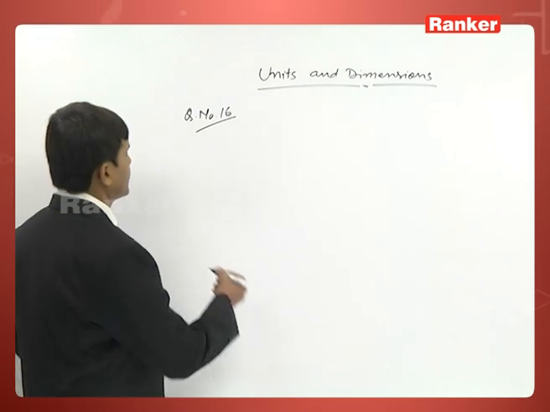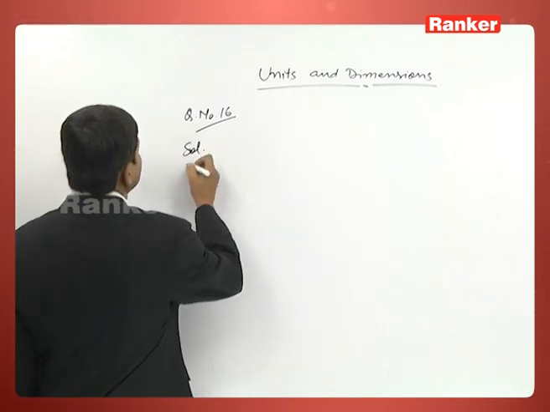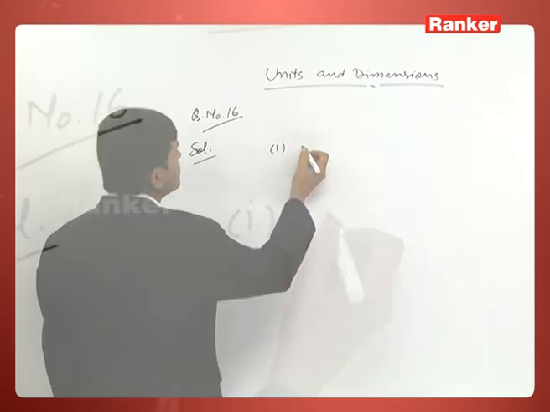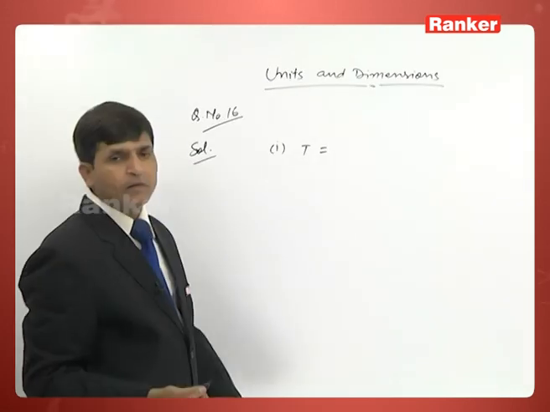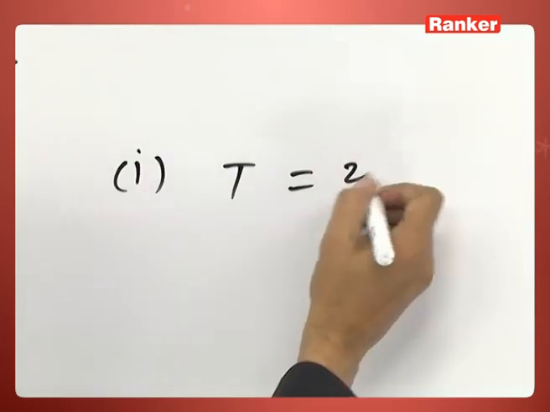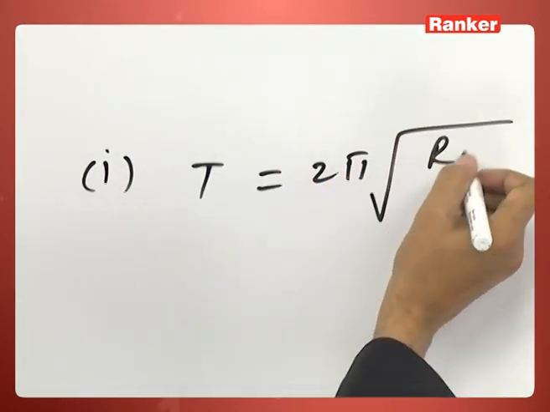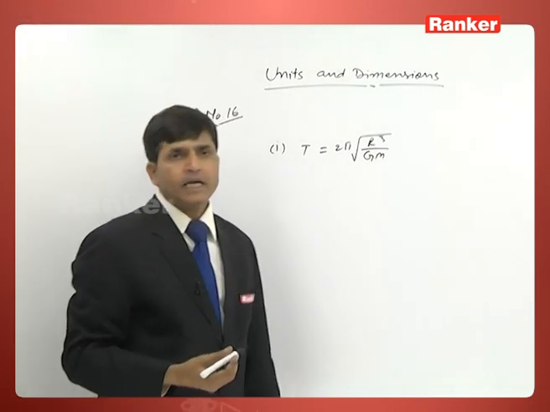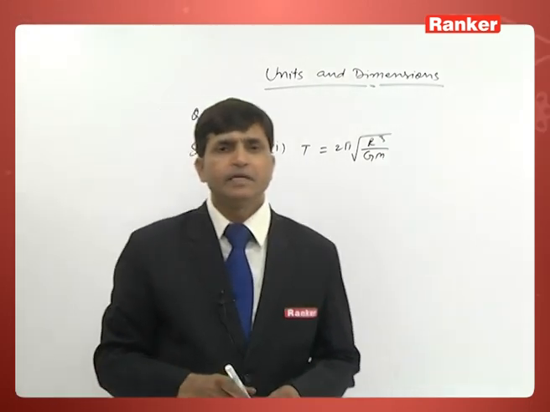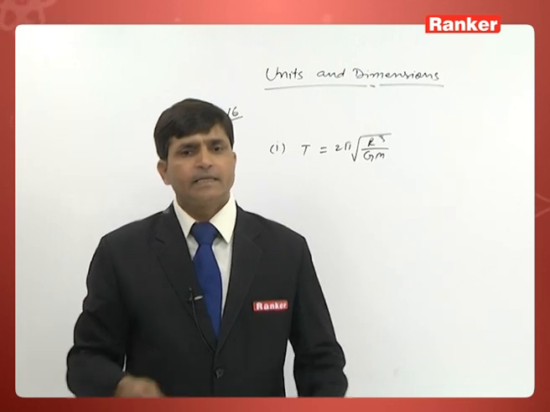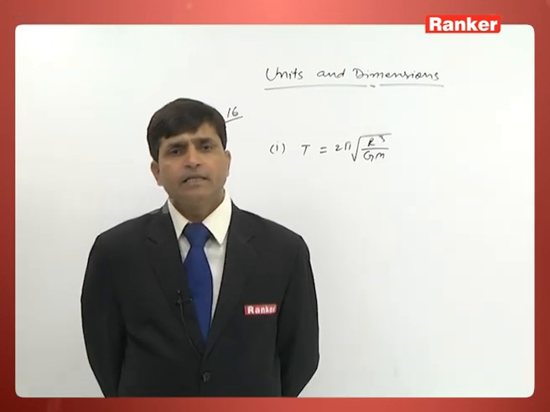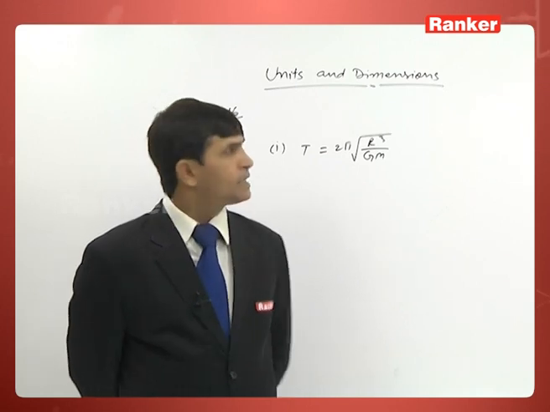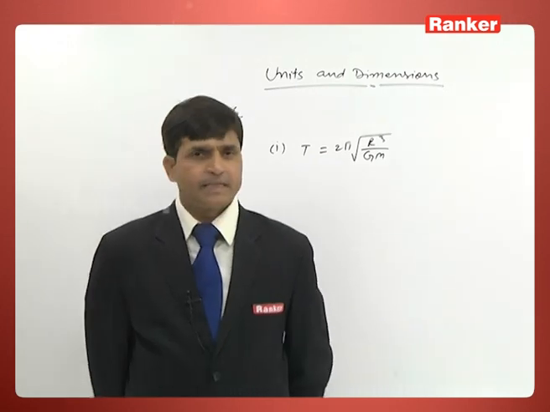Now we can check it. So one by one we will check it. So option first is given, T is equal to 2 pi root over r cube by G M, where T has the usual meaning, time period, r is the radius of the earth, G is the gravitational constant, and M is the mass.